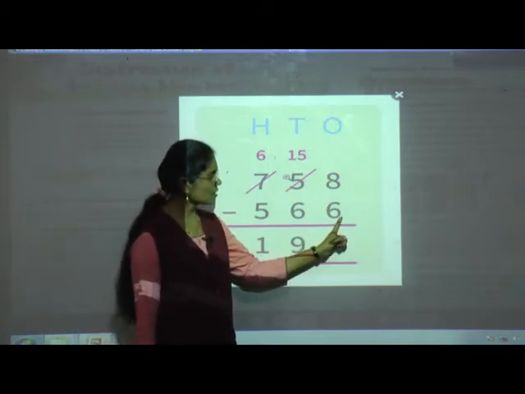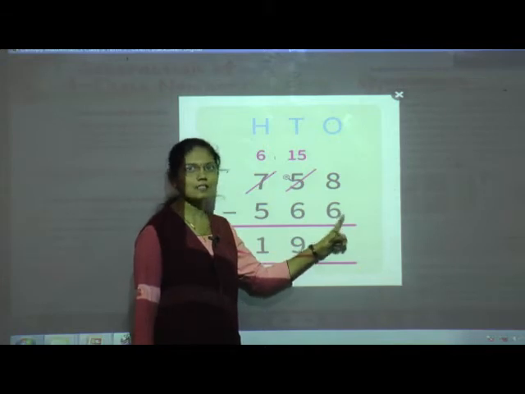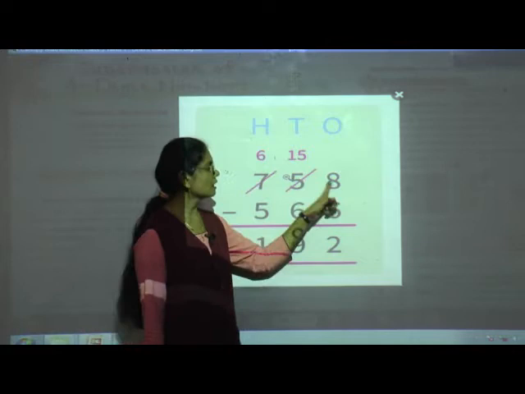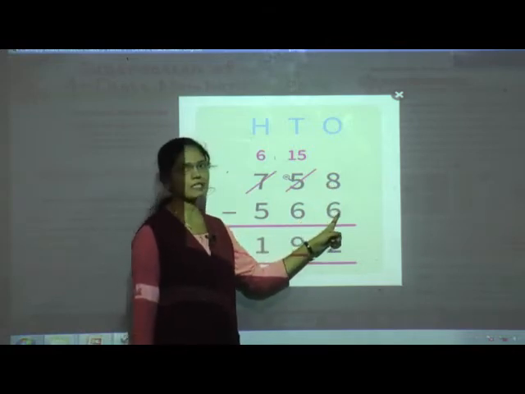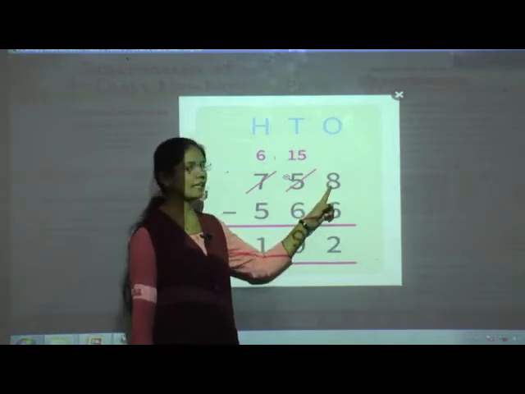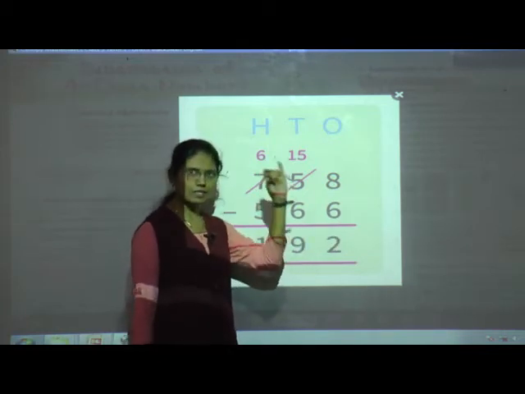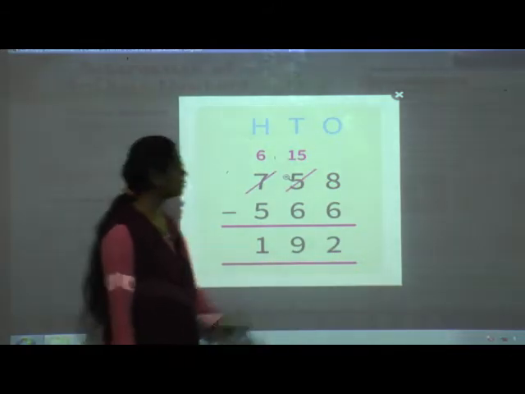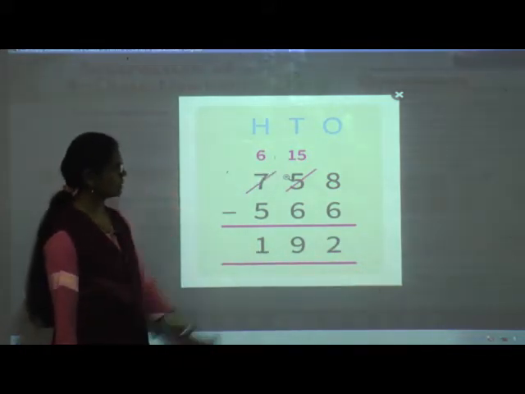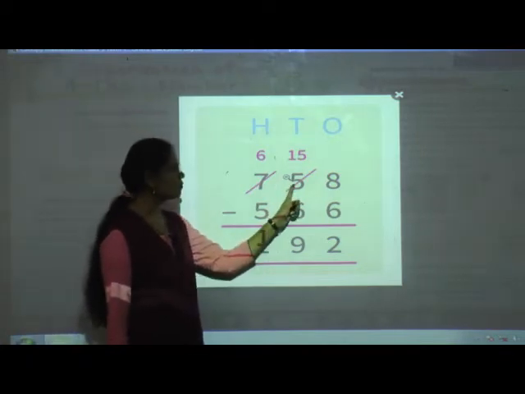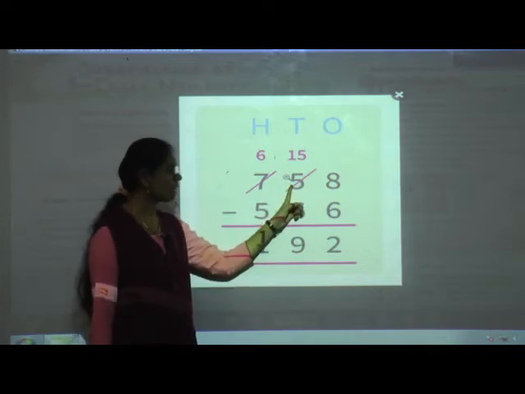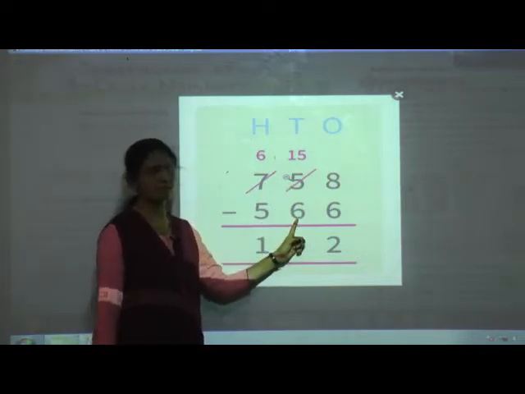For that, which one is the second number? The second number is 6. So after 6, you have to count your fingers till 8. 6, after 6, 7, 8. So how many? 2. So we will write here 2. Now see the tens place digit. Here at tens place, 5 and 6. Now 5 is smaller than 6. So 5 minus 6 we can't do.